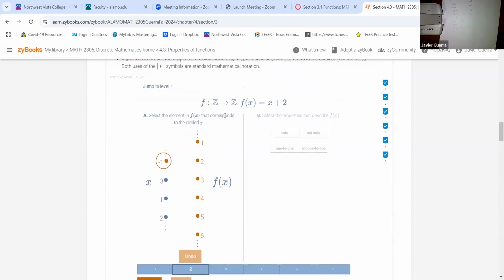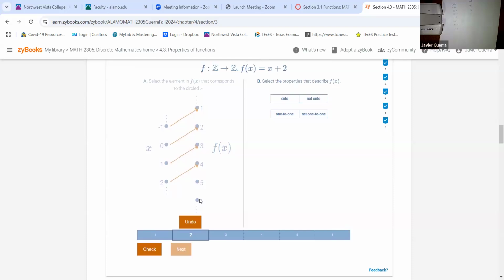Okay. Z, integers to integers. -1 goes to... okay, -1, that is going to be 1. 0 is 2. 1 is 3. 2 is 4. They want to know, is it 1 to 1 and on to? Yeah, I think it's 1 to 1 and on to. All right, good. We're doing good.